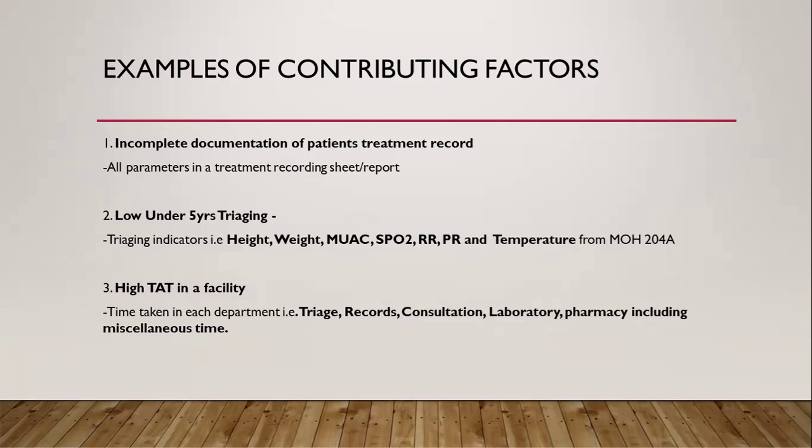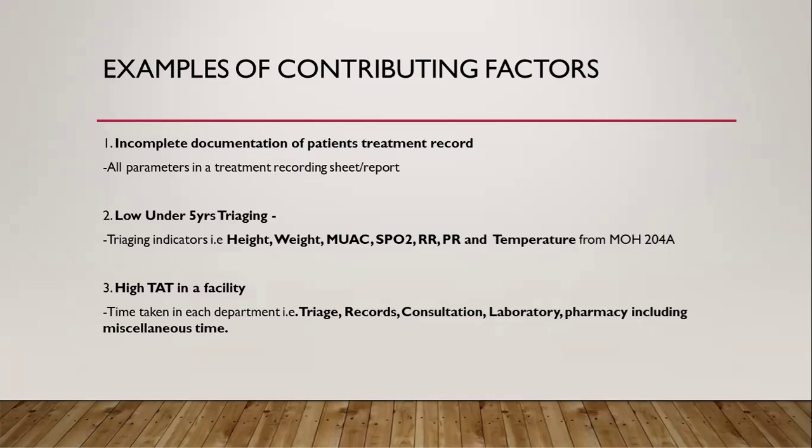So if we say we are incompletely documenting the treatment sheet, it means one or some of the parameters have not been documented. In quality, it is either a yes or a no. So if you miss some of the parameters, if you do not document in some of the parameters, it's as good as you've not done anything. So contributing factors in incomplete documentation, you'll be looking at the parameters. Is the name included, the age, the weight of the client, the diagnosis, etc.?